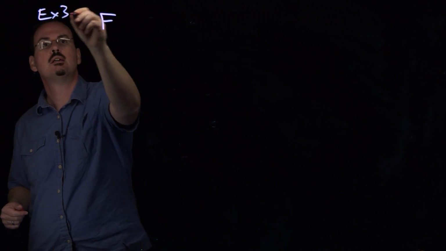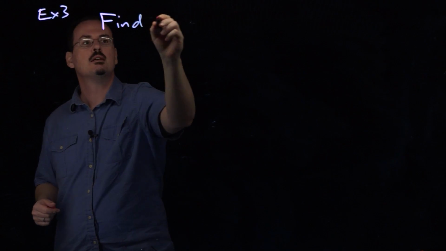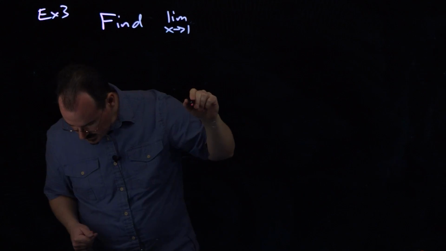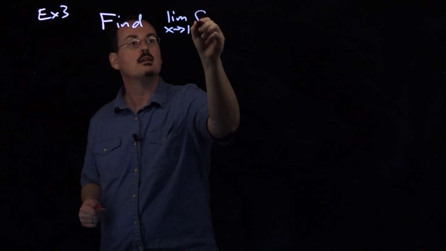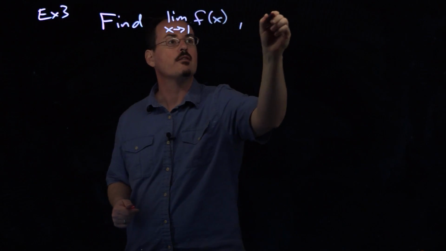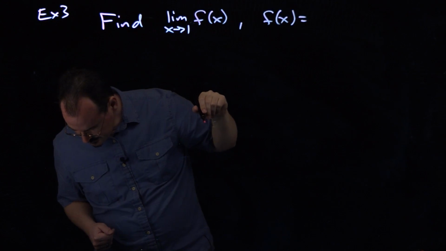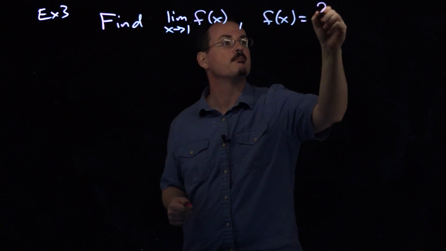We're on example 3 from section 3.1. It says find the limit as x approaches 1. This is example 3. Find the limit as x approaches 1 for f of x, where f of x is defined to be 2x plus 3 over x plus 1.